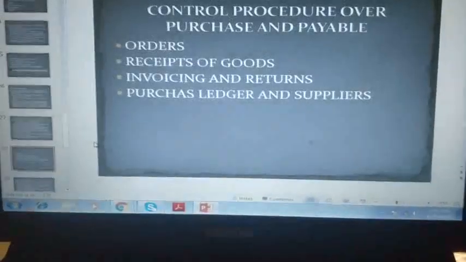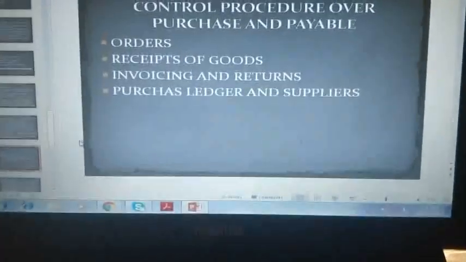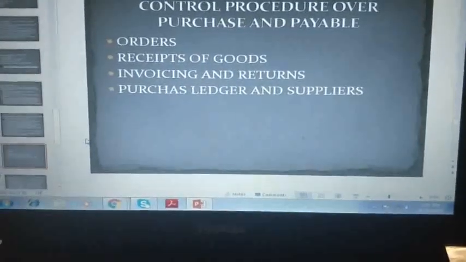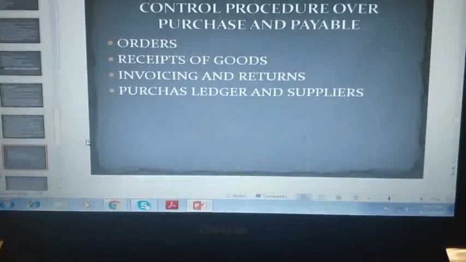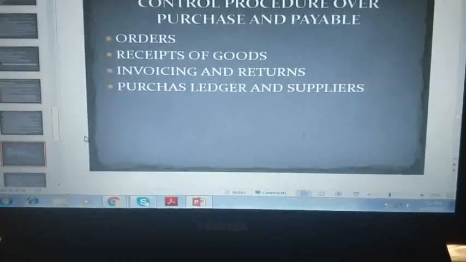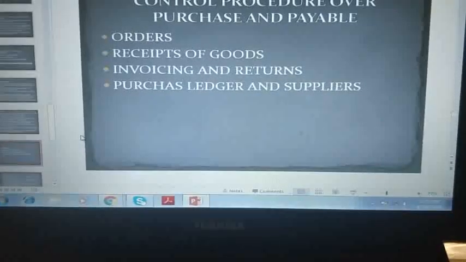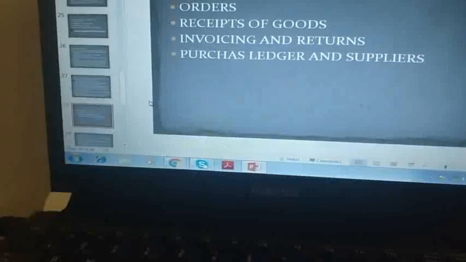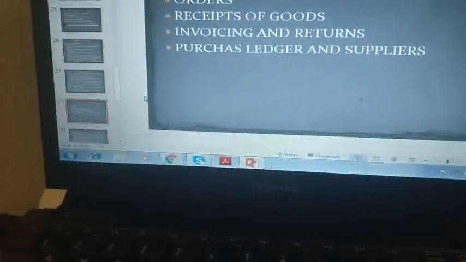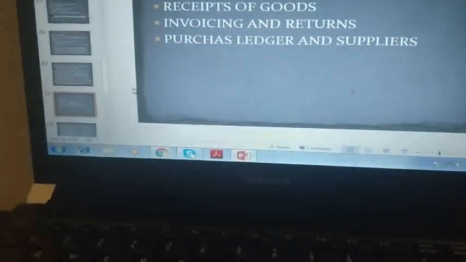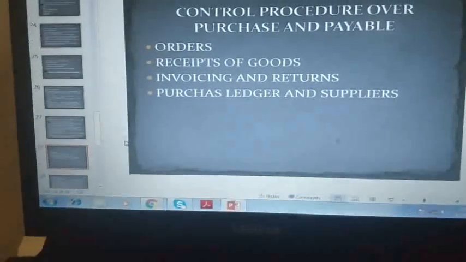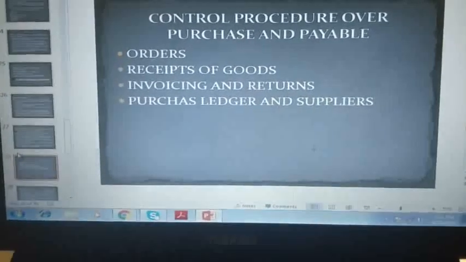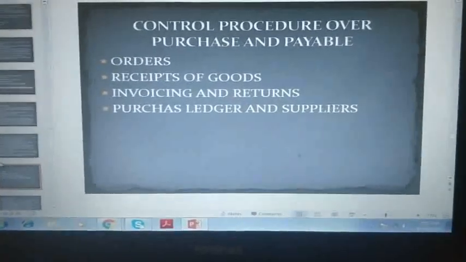Moving on to the next one, you have the control procedure over the purchase and payable. In this first one, you have order. That is, for order, you should make sure that requisition notes for purchases are authorized. Okay, whatever notes for requisition there are, they have to be authorized, and you should make sure that all orders should be authorized by the responsible official whose authority limit should be predefined. Now, whatever his authority is, you should predefine it, and you should make sure that only this responsible person is taking this activity into consideration.